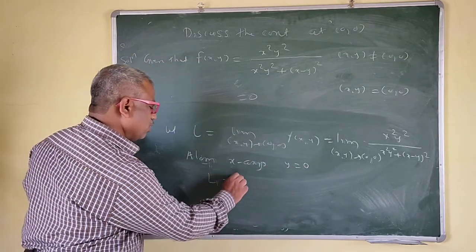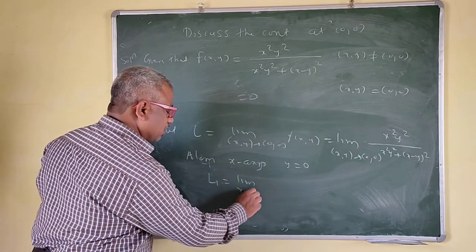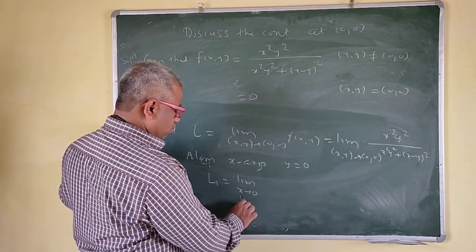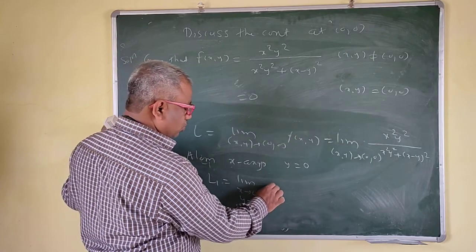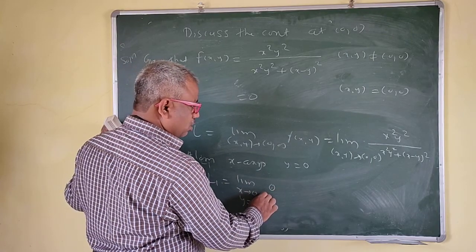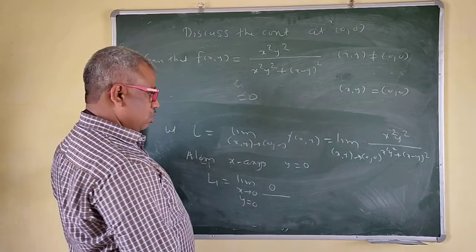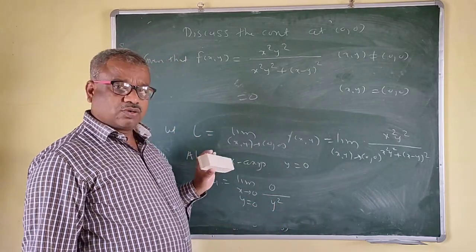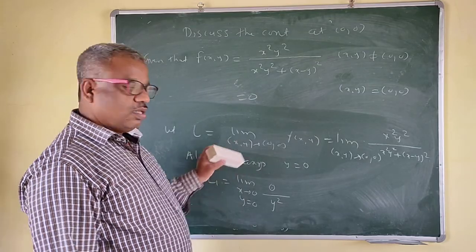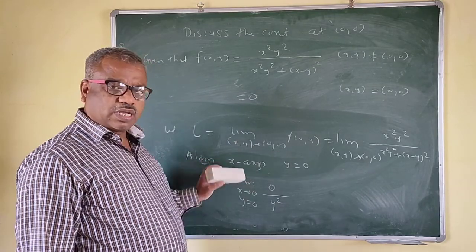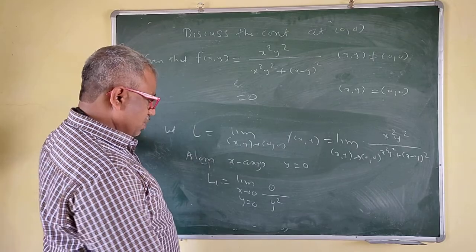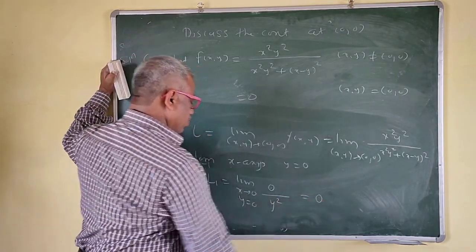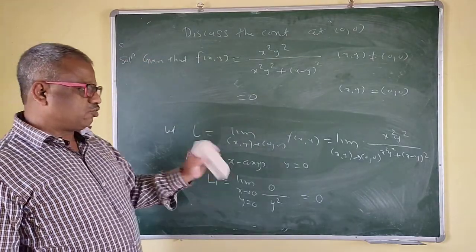So therefore L1 is equal to limit x tends to 0, y is equal to 0. So put y is equal to 0. So this will be 0 upon y square. It is not 0 by 0 form. If it were 0 by 0 form, then we could not take the limit along the x axis or the y axis here, if both are 0. So now it is not equal to 0, so that means this is 0. That means the limit along the x axis will be 0.